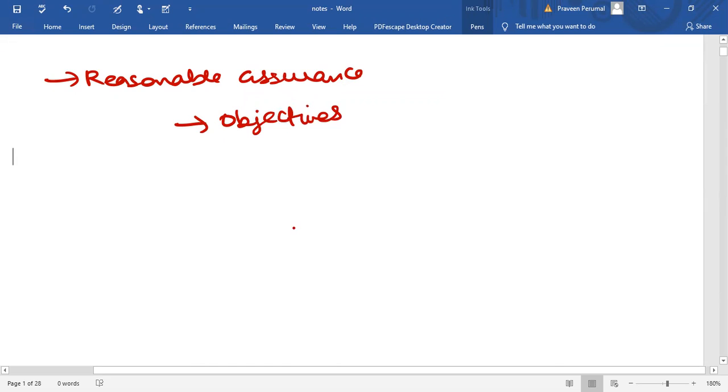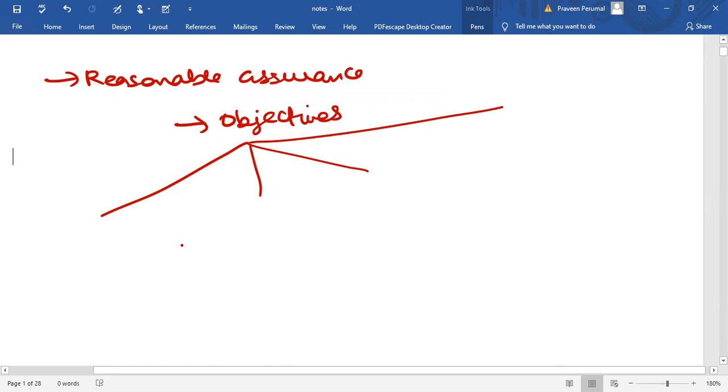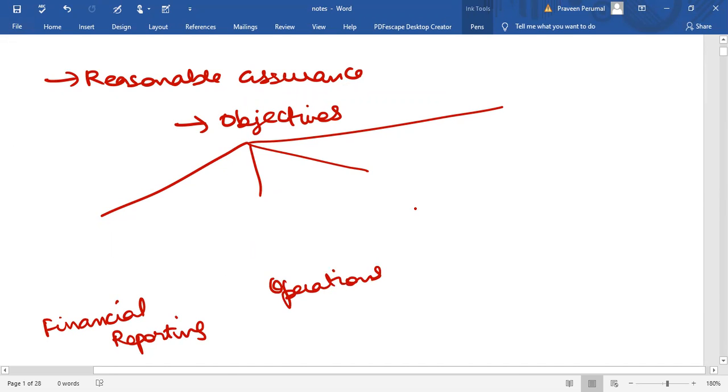Now the question comes, what are the objectives with this regard? Then again, we have four classification. We are talking about financial reporting. We are talking about operations. We are talking about assets. We are also talking about applicable laws and regulations.